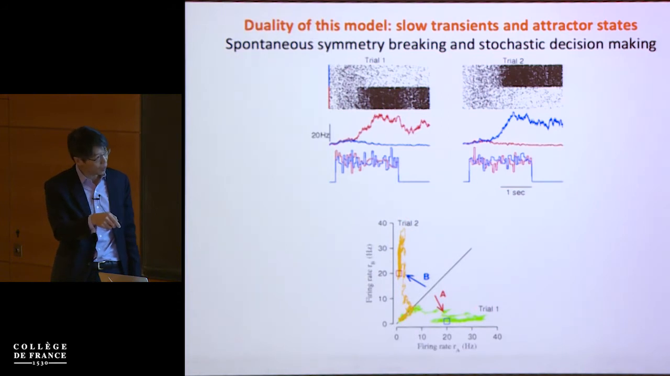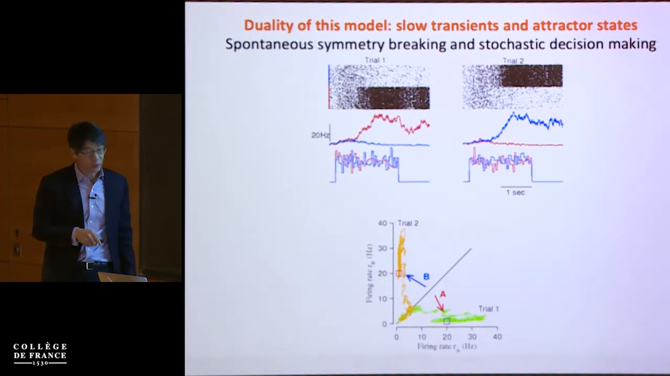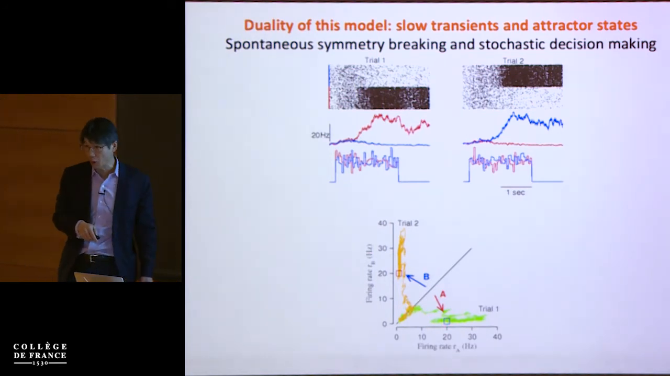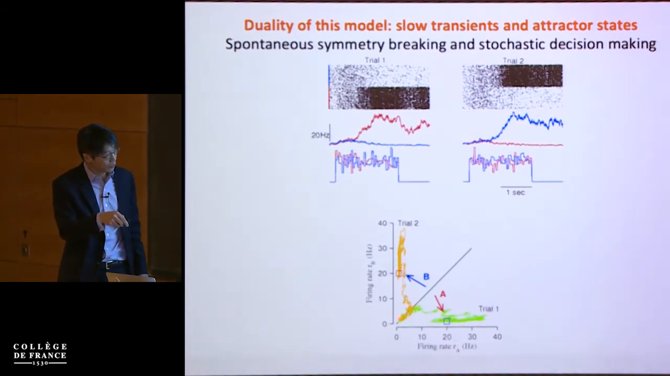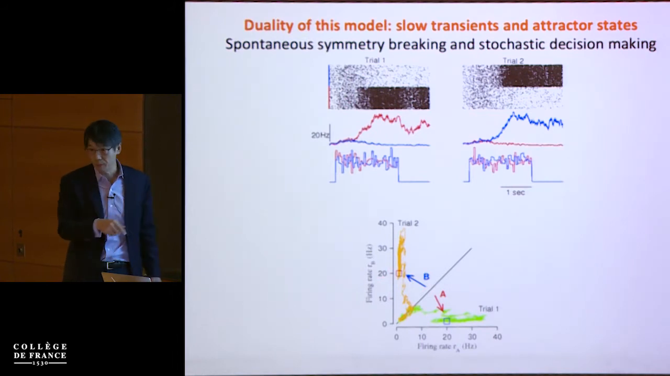So you see that in trial 1, you start out here, and initially you run around along the diagonal line that corresponds to this part of the dynamics when the two firing rates are similar, and then eventually it deviates from the diagonal line, and you end up over here in the attractor state, where firing rate A is high, firing rate B is low, right? In the second trial, in orange, you do the opposite. So you wander around, and then you go the other way.